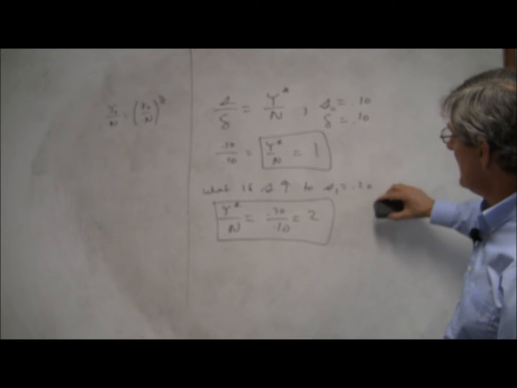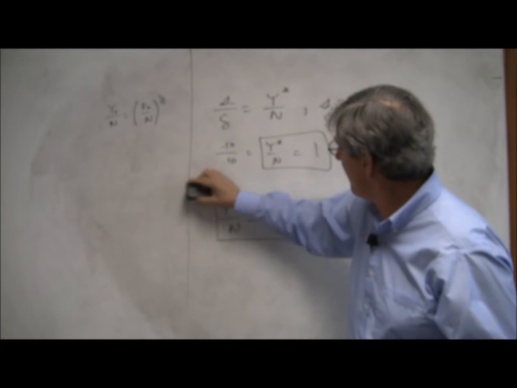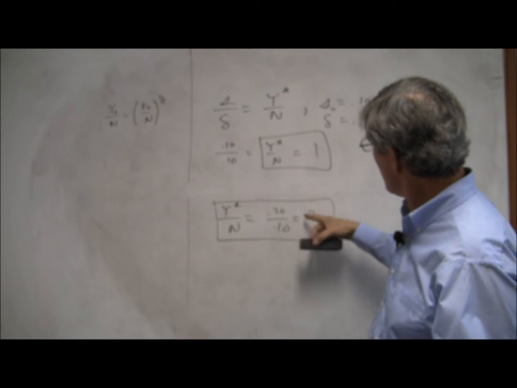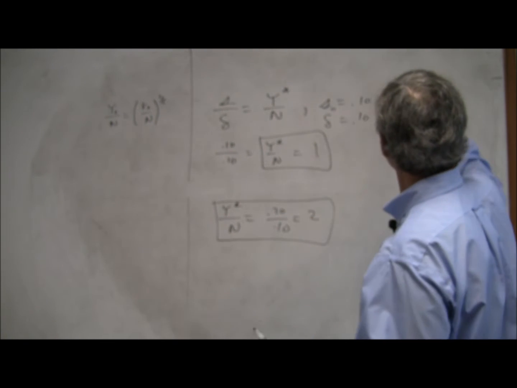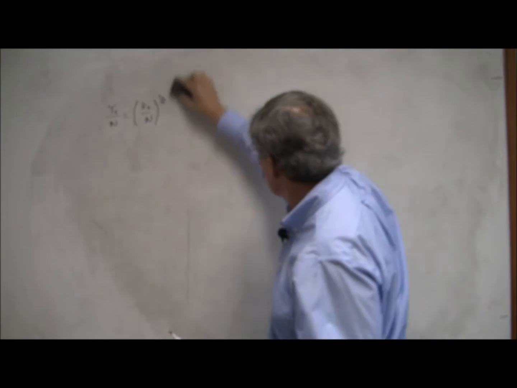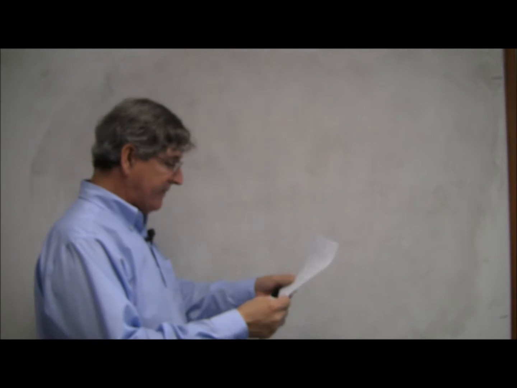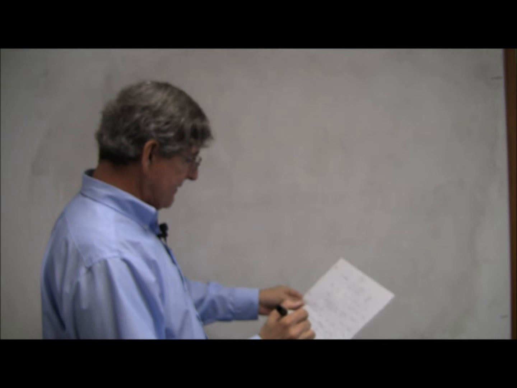So savings has a relatively large effect on the standard of living. The next question is, how long would it take to go from y star over n equals 1 to y star over n equals 2? It's not going to be instantaneous. We have this capital accumulation equation, which we can use to see how long this is going to take. This is called the dynamic effects of an increase in the savings rate in the book.